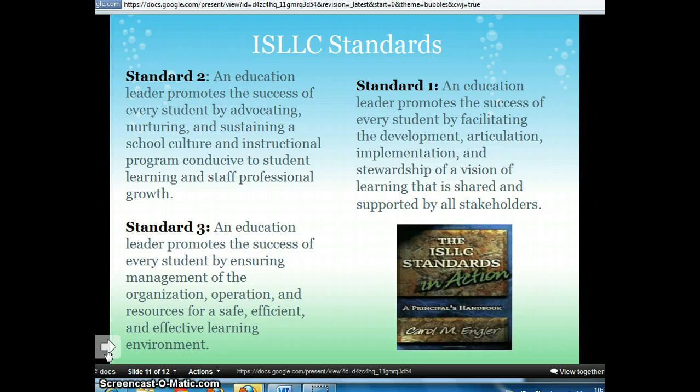Standard 3, an education leader promotes the success of every student by ensuring management of the organization, operation, and resources for a safe, efficient, and effective learning environment. And also Standard 1, an education leader promotes the success of every student by facilitating the development, articulation, implementation, and stewardship of a vision of learning that is shared and supported by all stakeholders.